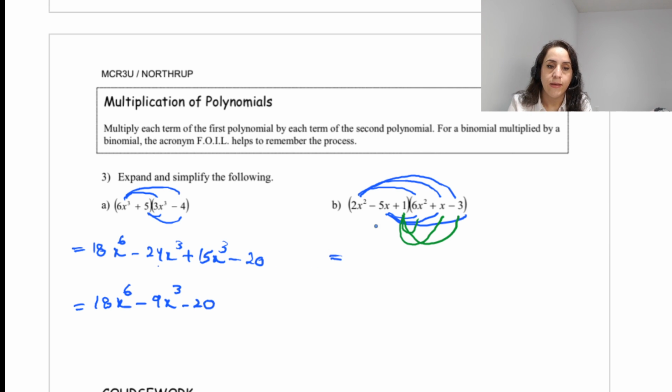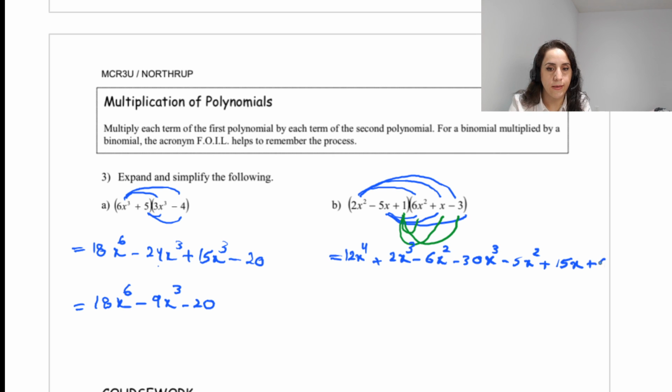I'm doing the other side, a 3-part expression multiplied by a 3-part expression. Then I have to do the FOIL method three times. 2 multiplied by 6, 12x^4, plus 2x^3 minus 6x^2. Now I'm going for the next one, minus 30x^3, minus 5x squared, plus 15x.